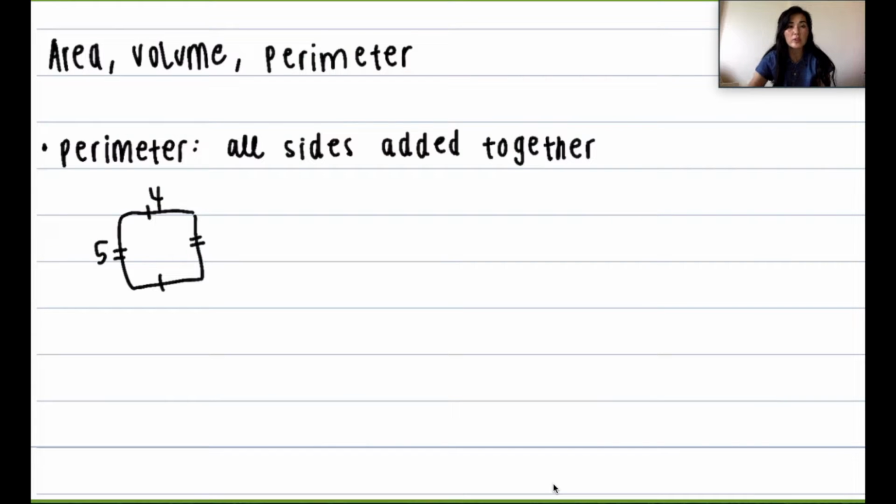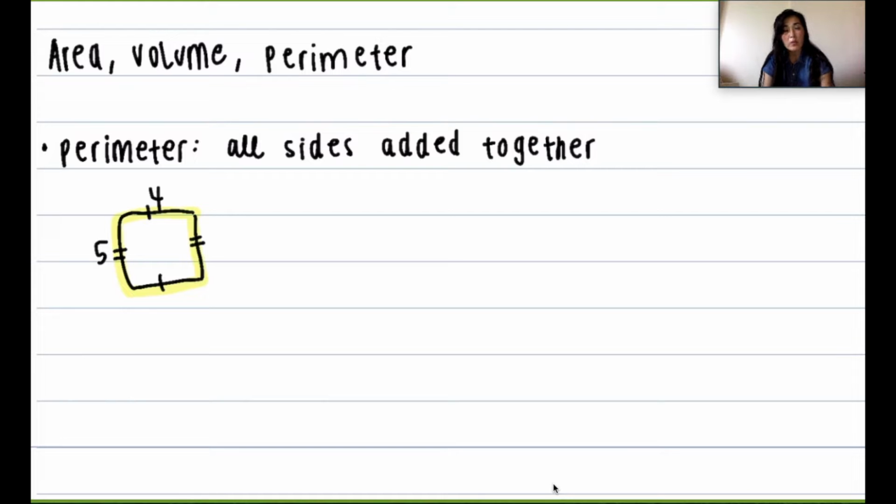All right, so the first term that we want to make sure that we remember is perimeter. Remember, perimeter is going to be all the sides added up of your two-dimensional figure. In this case, let's say we have this rectangular shape here. Remember that we are looking for the outside measurement around the entire shape.